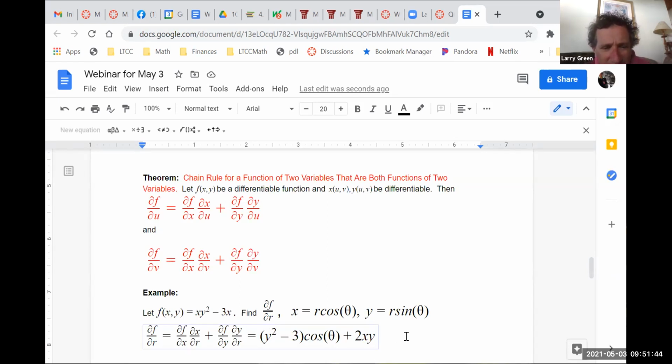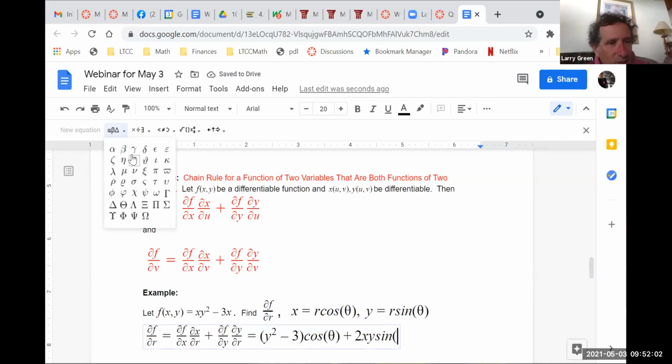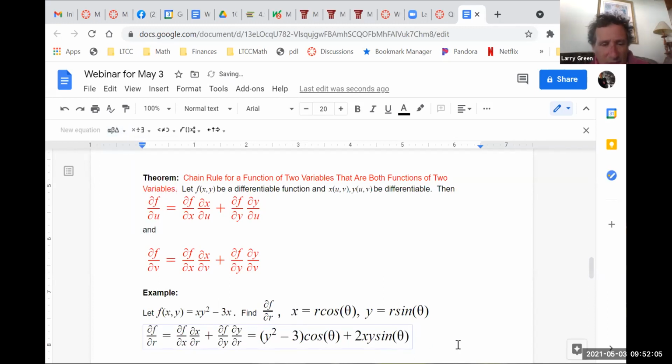And then what is del y del r? Pretty similar. y is equal to r sine theta. Yeah, it's just sine theta. And that's it. We're done. Did that look pretty easy? Okay. Not too bad.